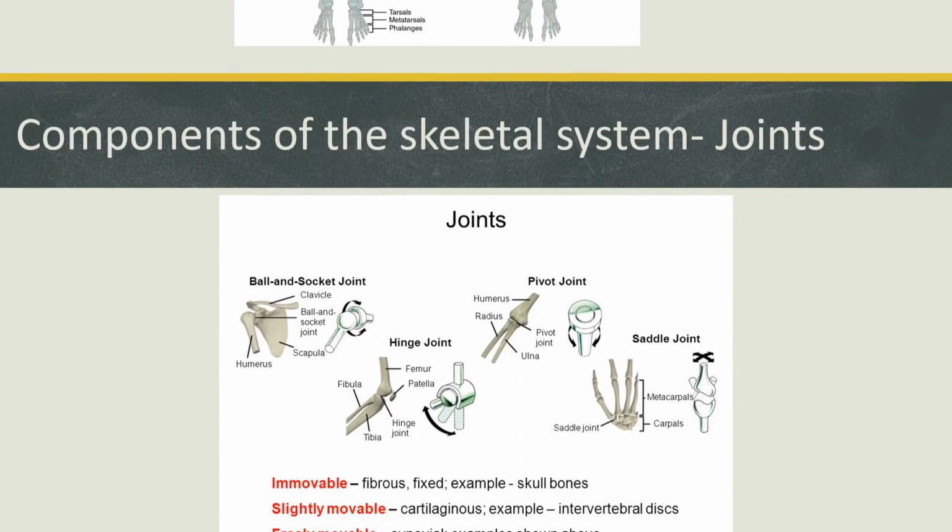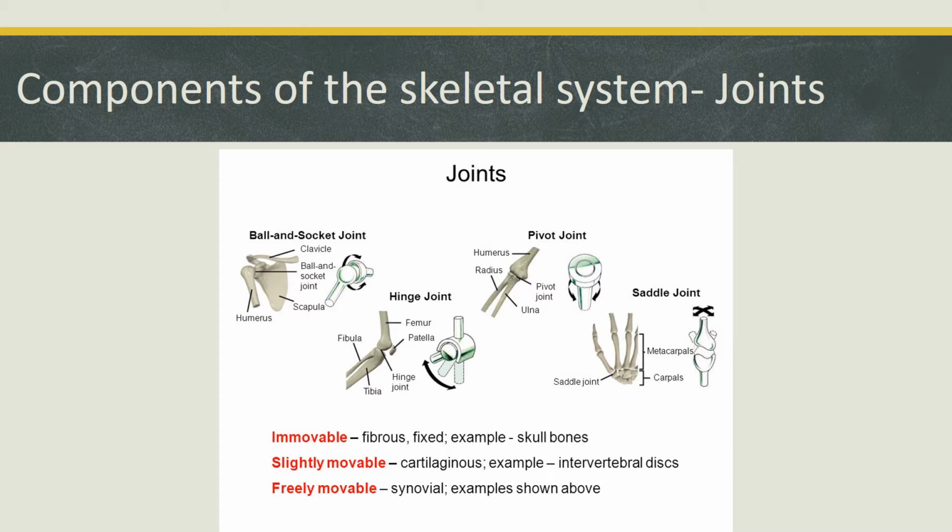Joints. There are several joints in the skeletal system: ball and socket, pivot, saddle joint, and hinge joint. Some joints are immovable, fibrous, fixed, an example of which would be the skull bones. Slightly movable joints have cartilage, such as intervertebral discs. Freely movable, synovial, and examples are shown above.